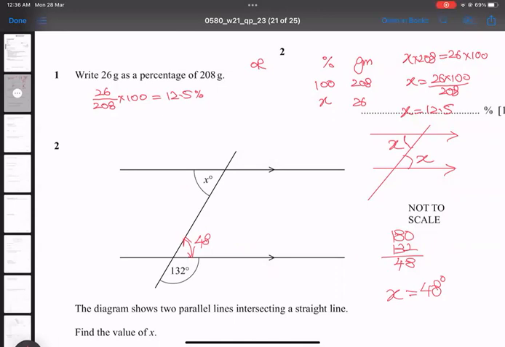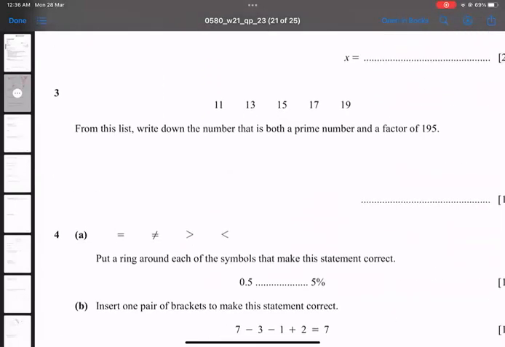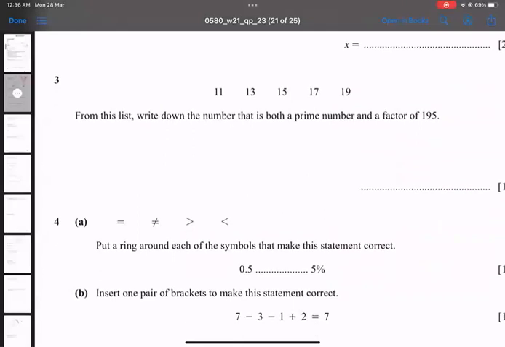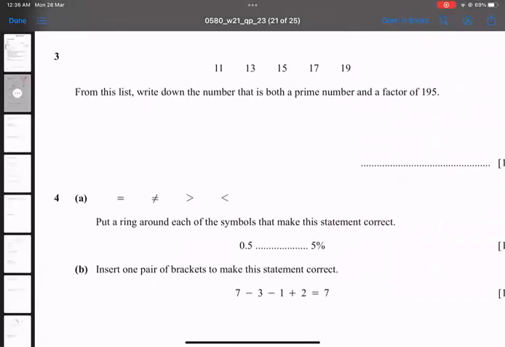Now let's see how to do the next question. In this page, we have 3 and 4. Number 3: find from this list the number that is both a prime number and a factor of 195. So what is the method to do? First of all, prime numbers. A prime number is a number which is divisible by itself and 1. For example, write down the numbers. For example, 11 is a prime number, 13, 17, 19, all.